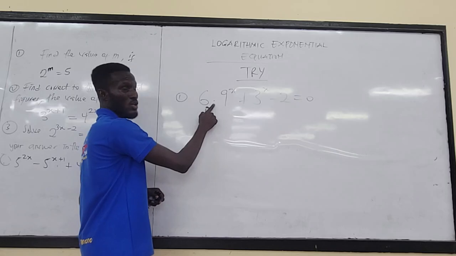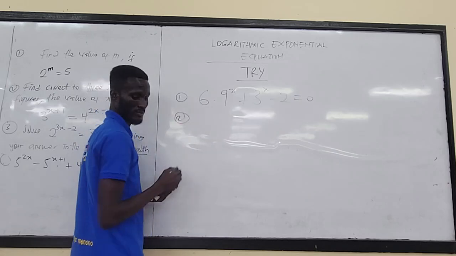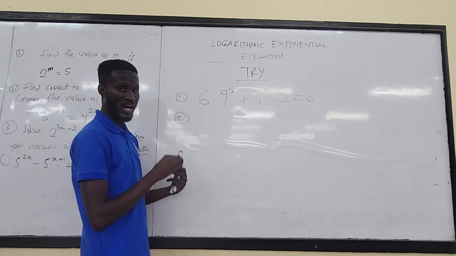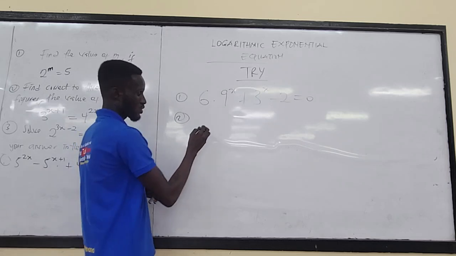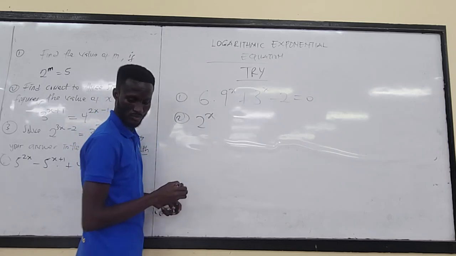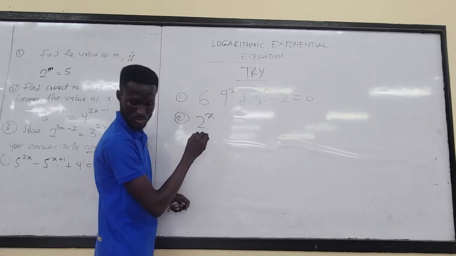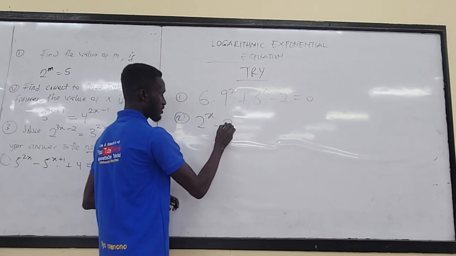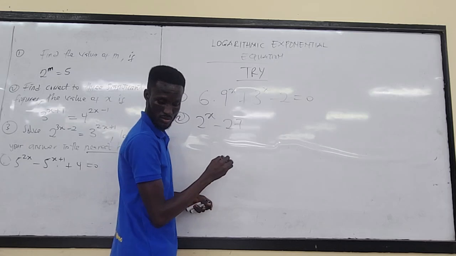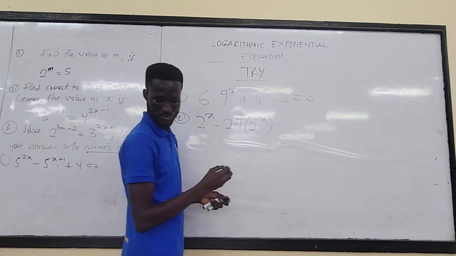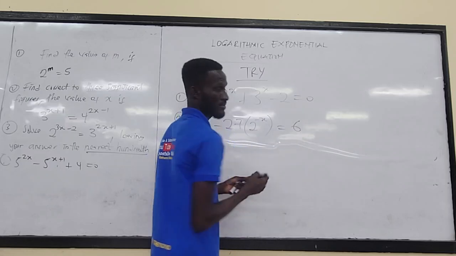Now this dot makes multiplication, don't forget. You solved a similar question like this, yes, but this one will be logarithm, that's why I'm giving you this question again. So we have 2^x minus 27 multiplying 2 exponent minus x equal to 6.